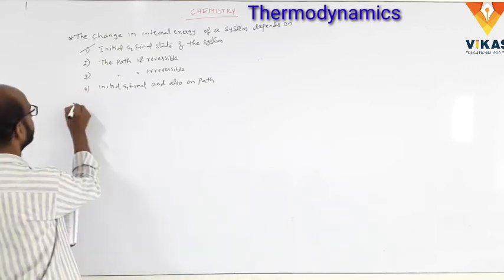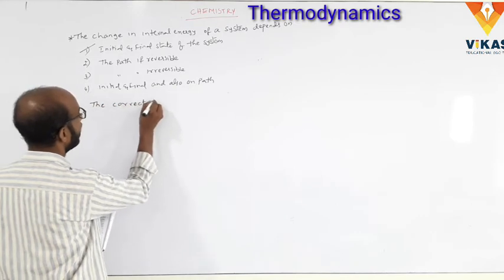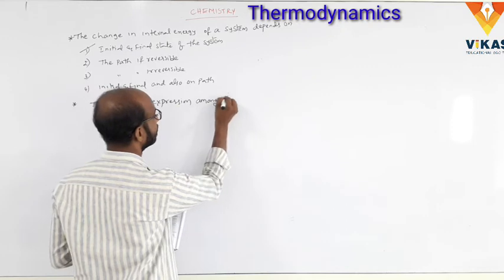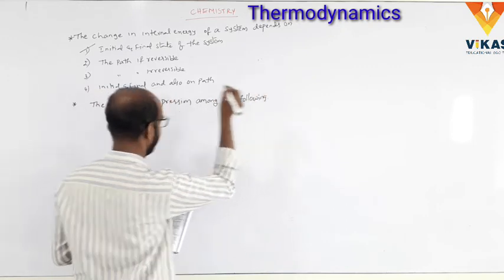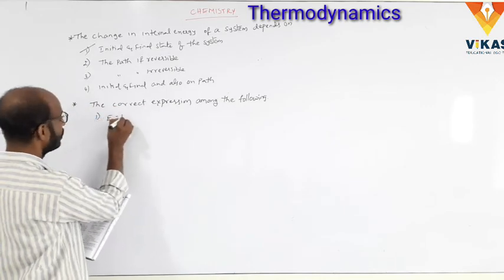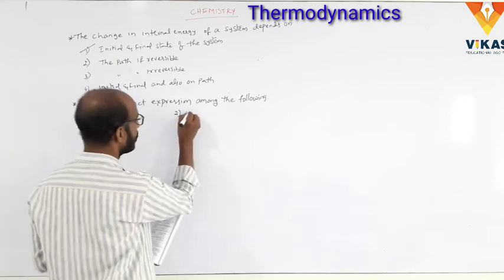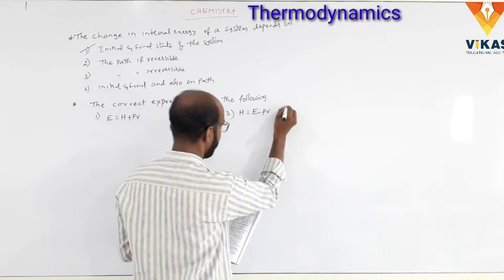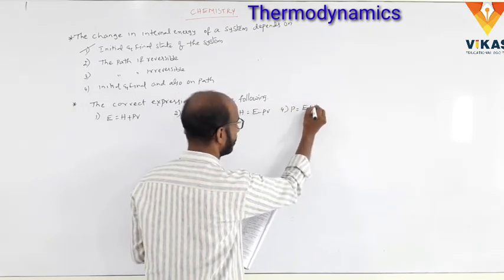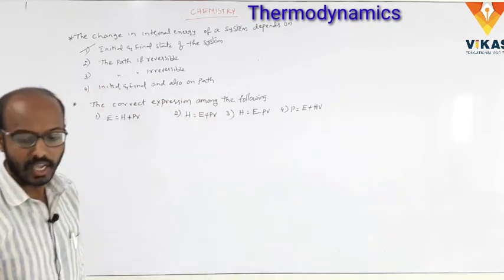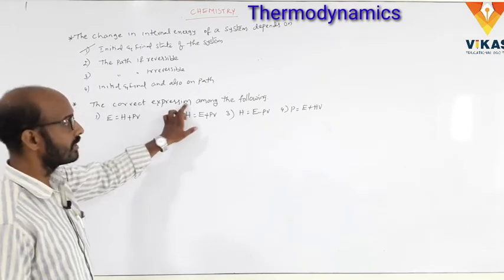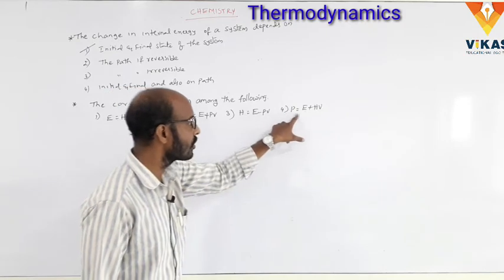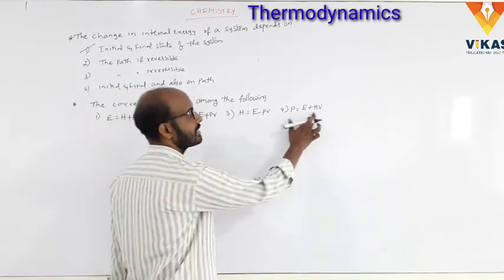The correct expression among the following: number 1, E is equal to H plus PV; number 2, H is equal to E plus PV; number 3, H is equal to E minus PV; number 4, P is equal to E plus HV. We just discussed this topic.